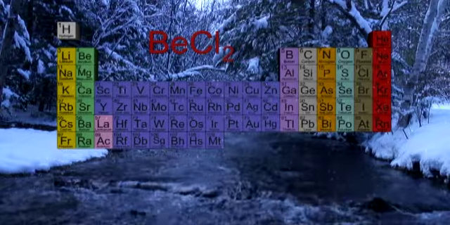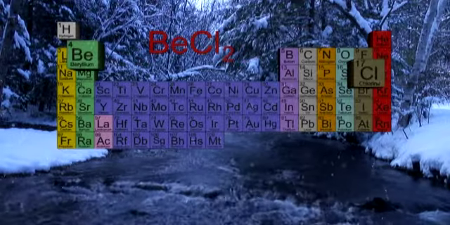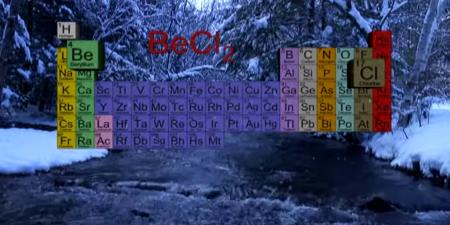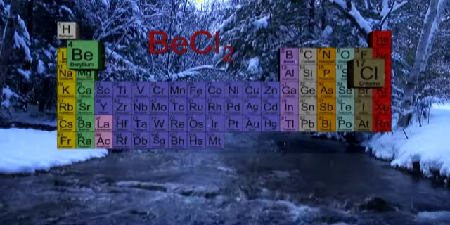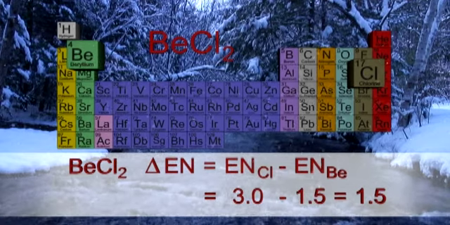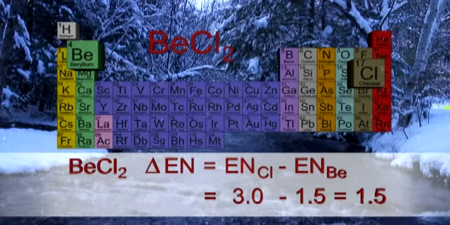First, we should examine the difference in electronegativity values of this metal and nonmetal to determine if an ionic or covalent bond will form for BeCl2. With a difference of 1.5, we can predict a polar covalent bond.